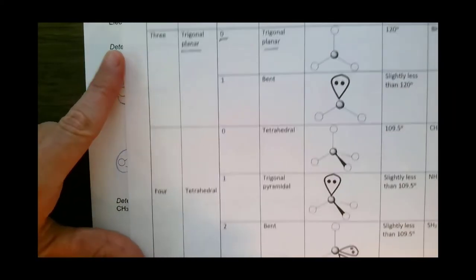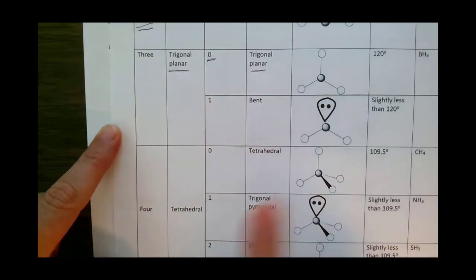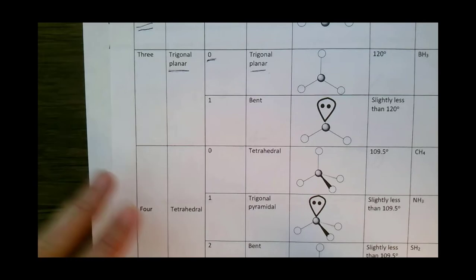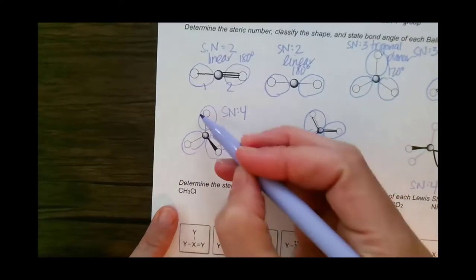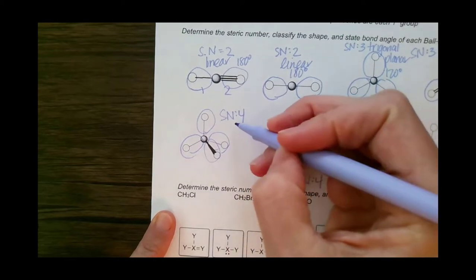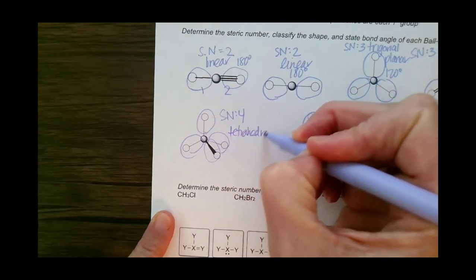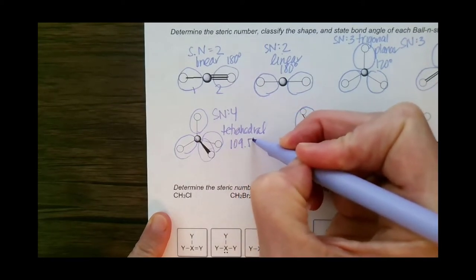Now we've got a bunch with a steric number of 4. So we're moving down here. Steric number of 4. Again, remember, if there's no lone pairs, it's tetrahedral. 1 lone pair is trigonal pyramidal. 2 lone pairs is bent. So let's see here. 1, 2, 3, 4. This looks like a perfect tetrahedral, and it's going to be 109.5 degrees.